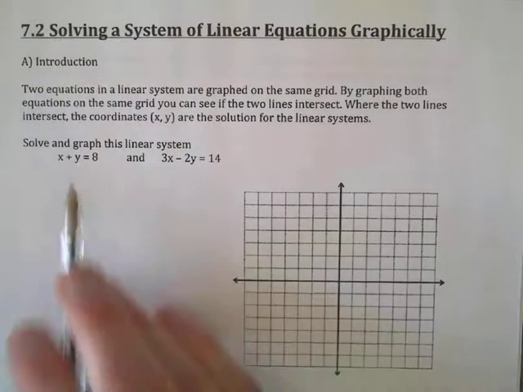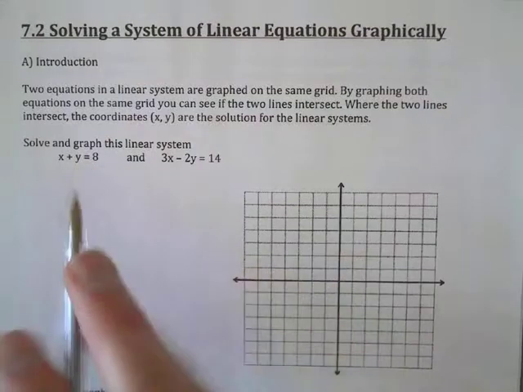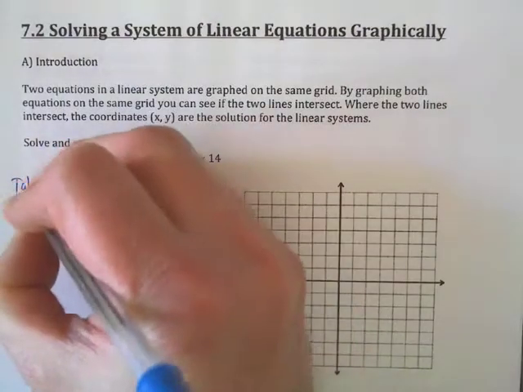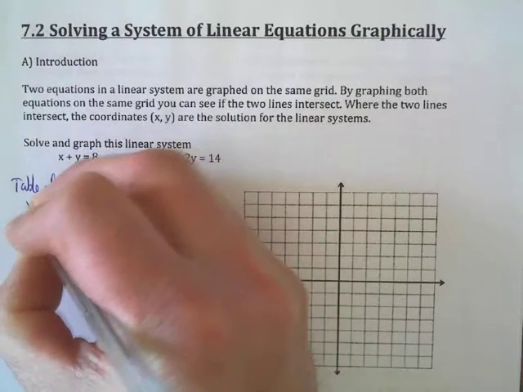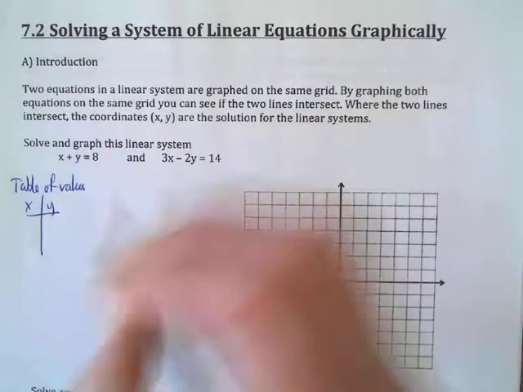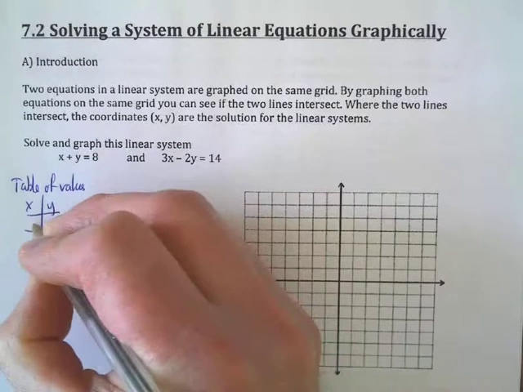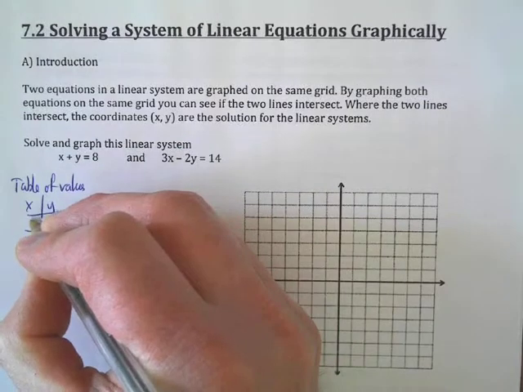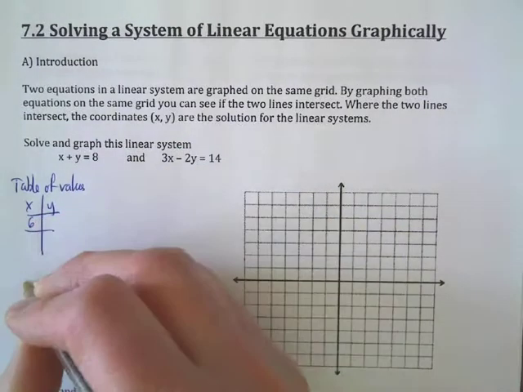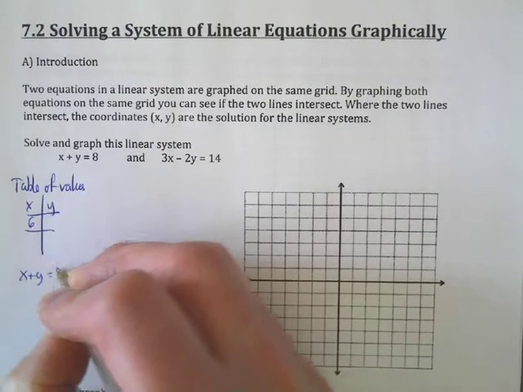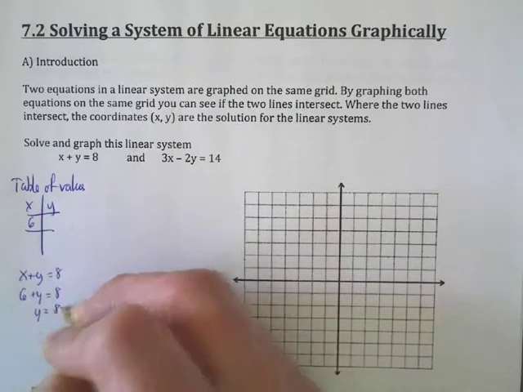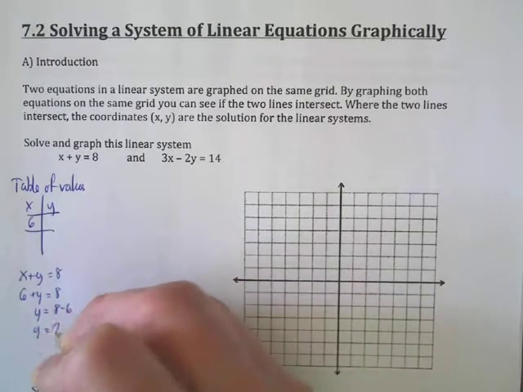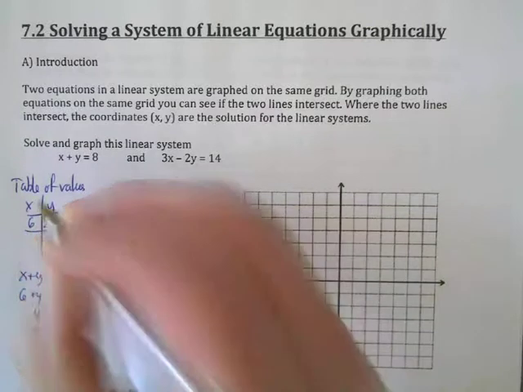So we're going to graph this equation here. I'm going to make a table of values. I'm going to say x is equal to 6. So here's my equation: x plus y is equal to 8. 6 plus y is equal to 8. y is equal to 8 minus 6. y is equal to 2. So when x is 6, y is 2.